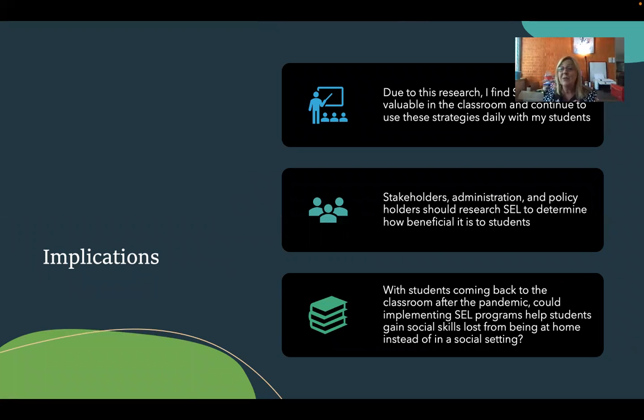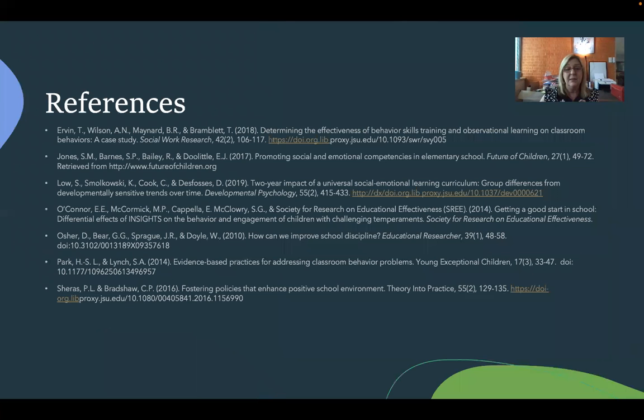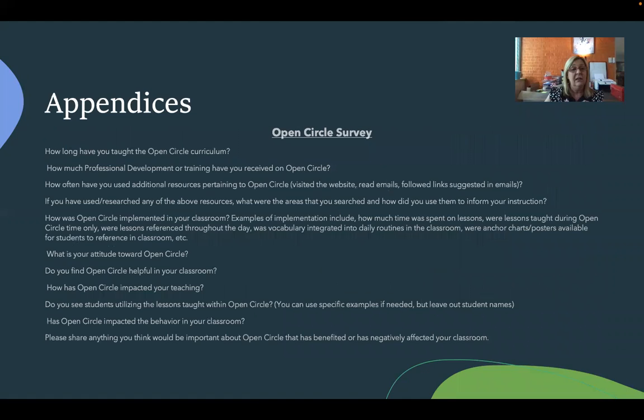And especially now with students coming back into the classroom after the pandemic, having lost social skills time with their peers, and kindergartners and young ones having not ever even had that and coming into a social setting, I do believe that these strategies need to be taught explicitly to the students. These are my references that I used about implementation and the effectiveness of SEL.